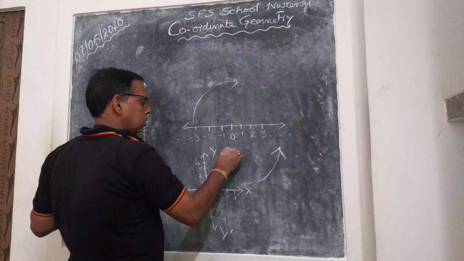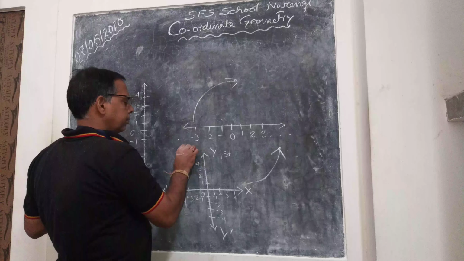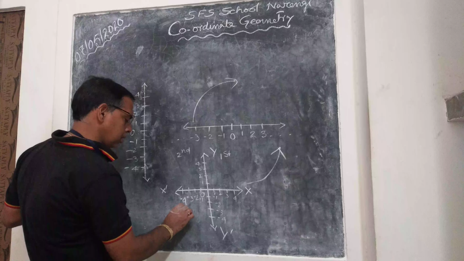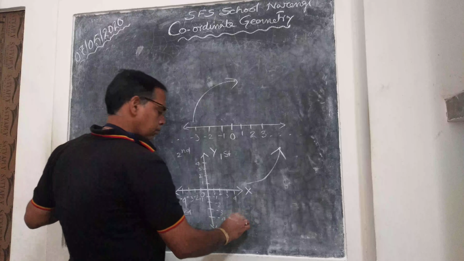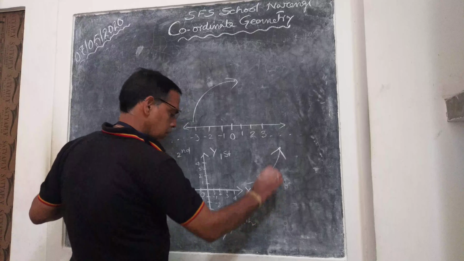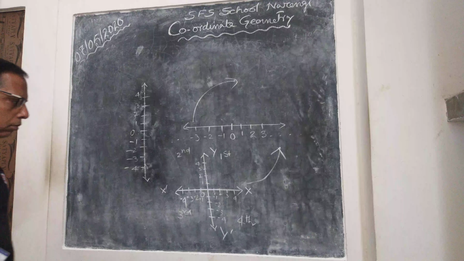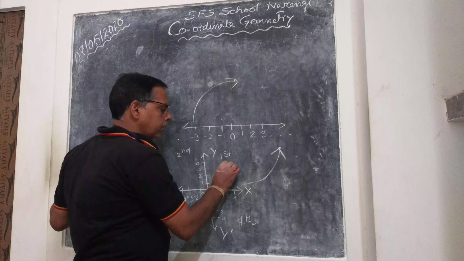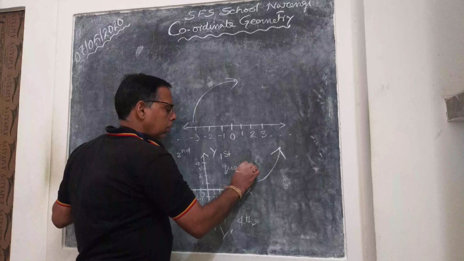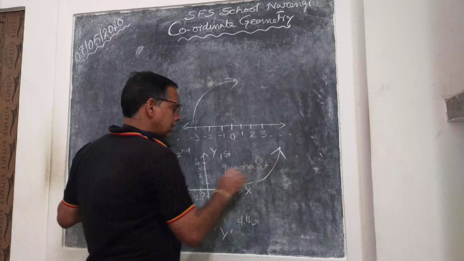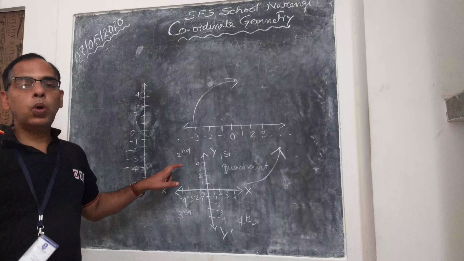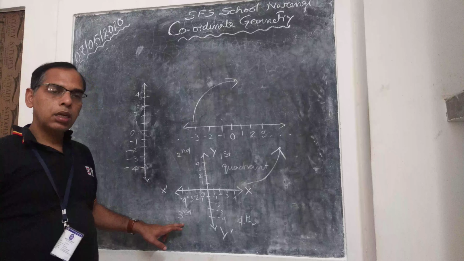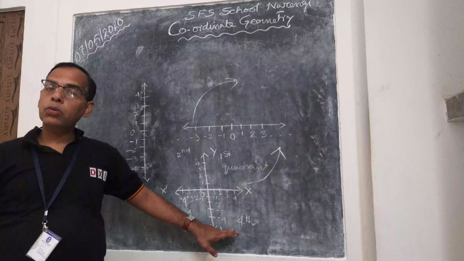First, second, third, and the fourth. Clear? So the first is known as the first quadrant. Second is known as the second quadrant. Third is known as the third quadrant. Fourth is known as the fourth quadrant.